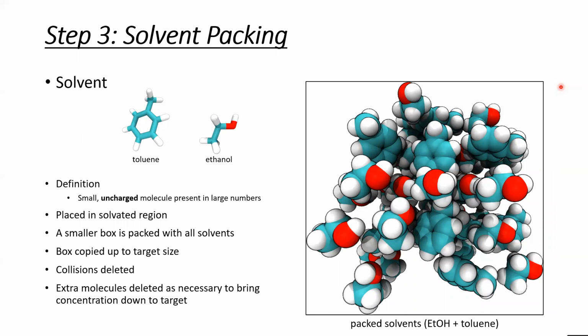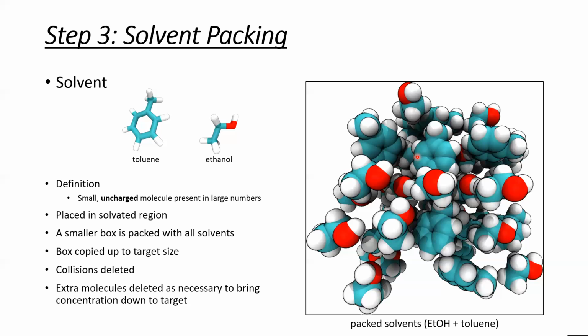So here are examples of solvents. Water is a solvent, that's not shown here, but toluene is a solvent, ethanol is a solvent. And here's an example of how I would build a large box that contains very densely packed ethanol and toluene as your mixed solvent. So I would start by building a very small version of the box that you have. So I pack these molecules by just placing them randomly and then moving and rotating them like I do with the large molecules to find some configuration that has no collisions.